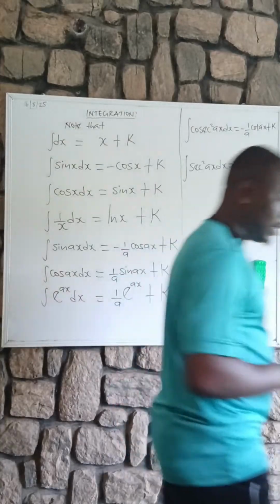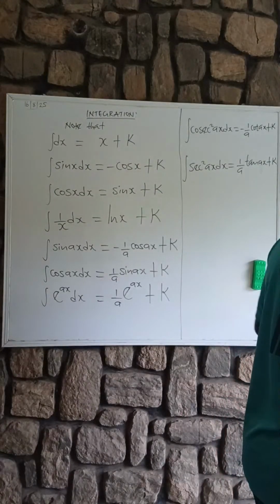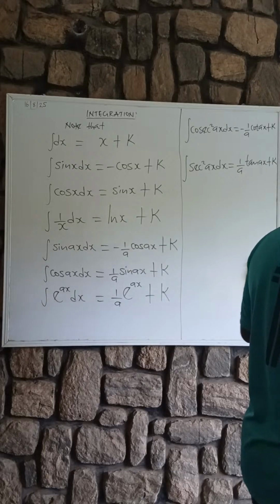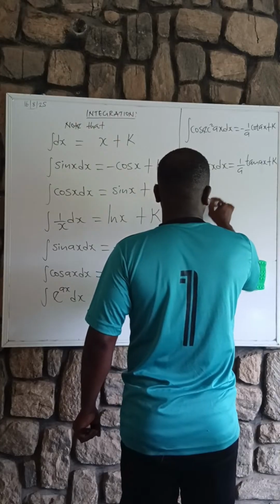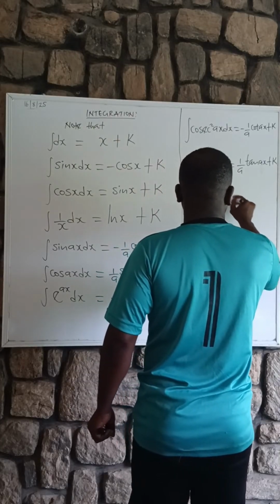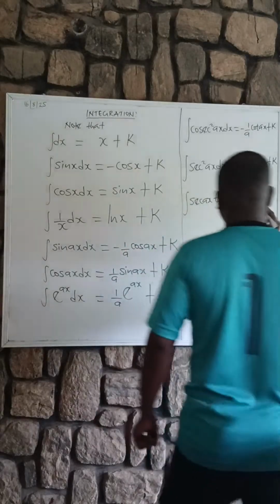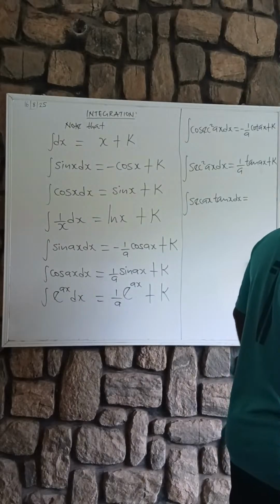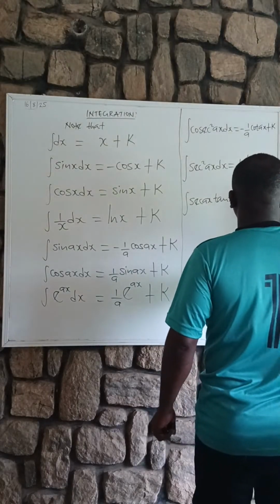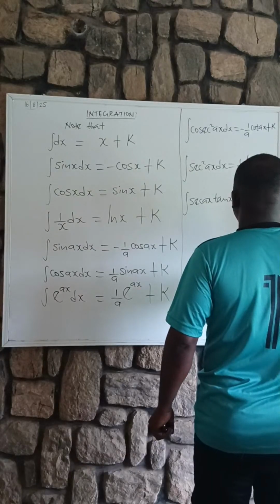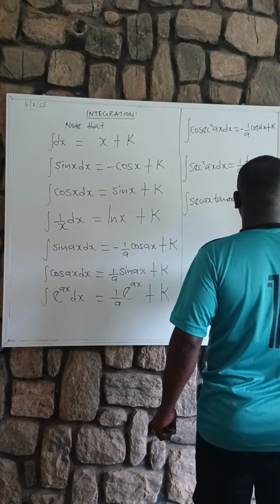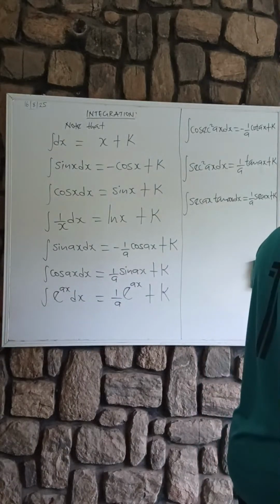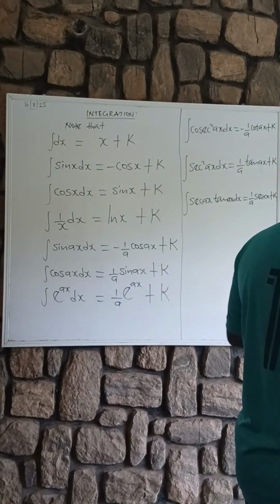Take note of all this. If you are to integrate sec ax tan ax dx, this is equals to 1 all over a sec ax plus any constant. Take note of this. That clear?